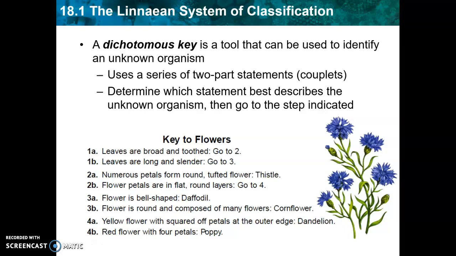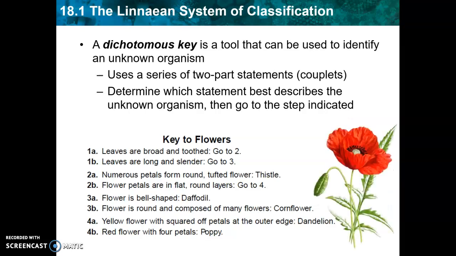So in this first flower, we go line by line. Look at number 1. Does this flower have leaves that are broad and toothed? No, not really. Are they long and slender? Yes. So we're going to go on to 3. Flower is not bell-shaped, but it is round and composed of many flowers, right? Looks like it has all of these separate little flowers. So that would be a cornflower.